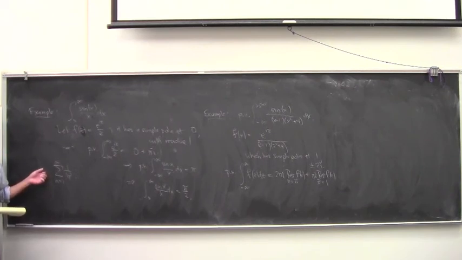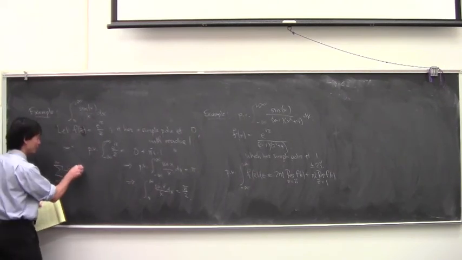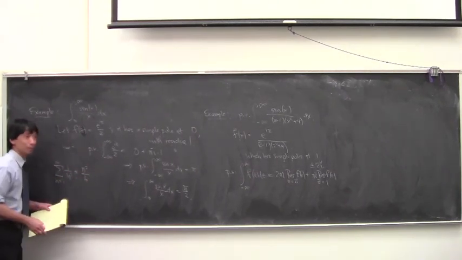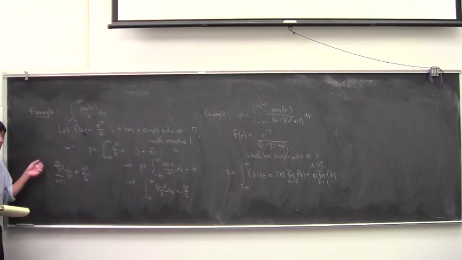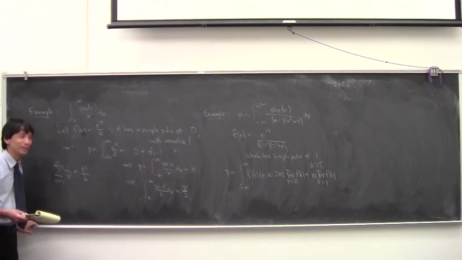Who knows what the answer is? What's the answer? Pi squared over 6. Yeah, it's pi squared over 6. How do you know it? What kind of method did you use to get it? Fourier series? Fourier series, yeah. So I think that's the better way to do it.